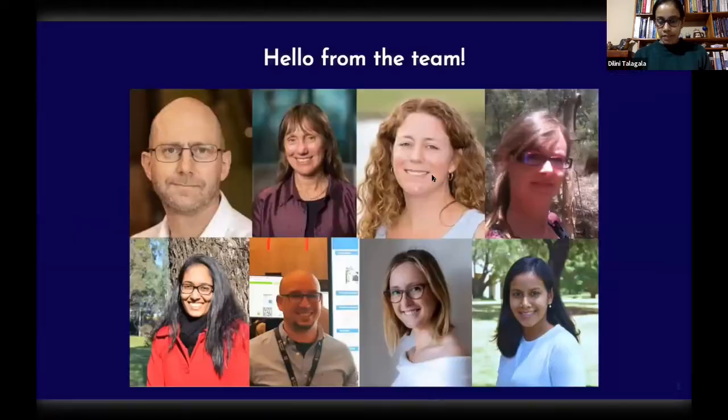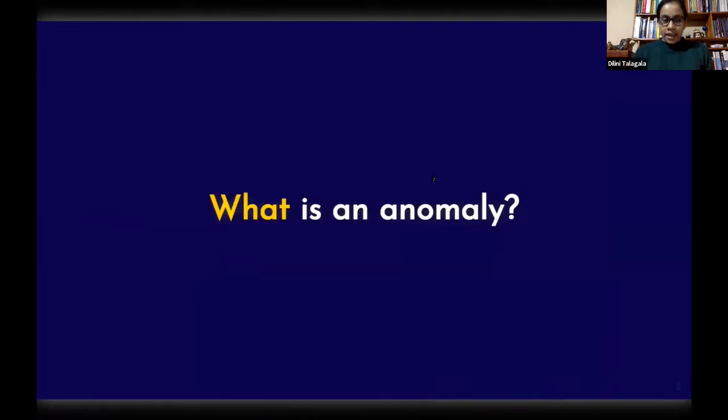This is our team, the anomaly detection team. The work that I'm going to present today is a joint work of our anomaly detection team, which consists of members from multiple brain areas. With that, I'm coming to our first question: what is an anomaly?